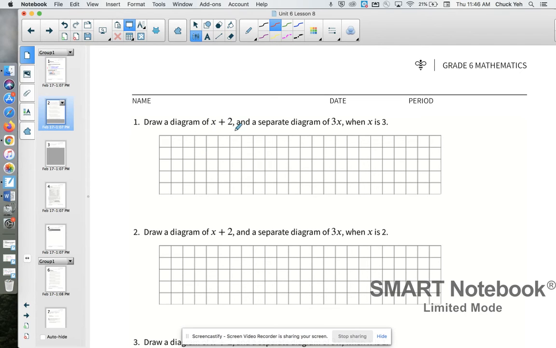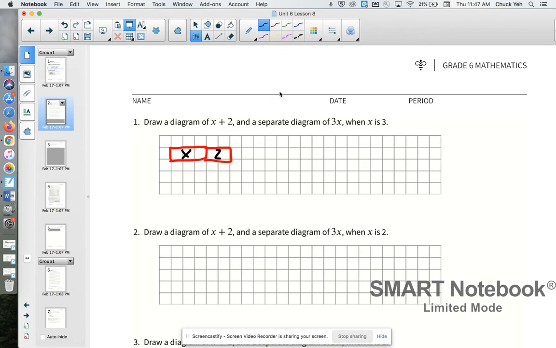Draw a diagram of x plus 2 and a separate diagram of 3x when x is 3. So if x is 3 and there's only one x, then I can draw one unit of 3, right? And that would be x. And then I would draw one unit of 2 because it says 2 here. So it would look like that.